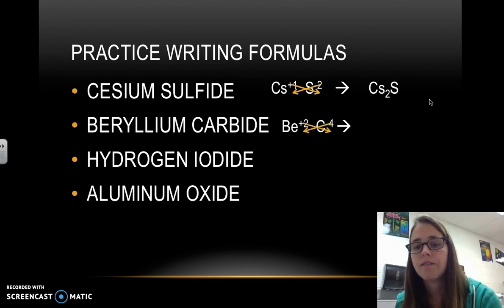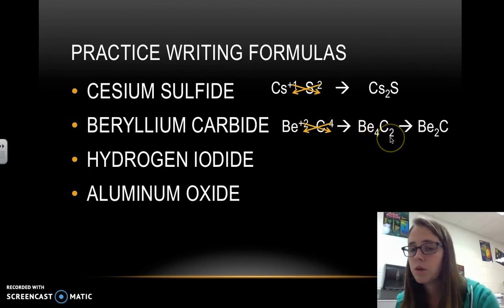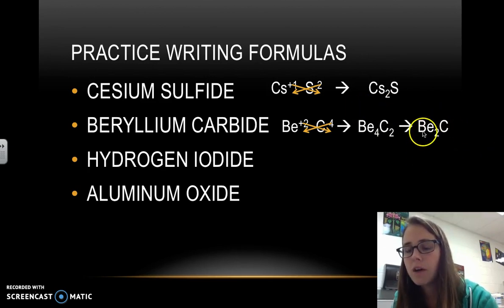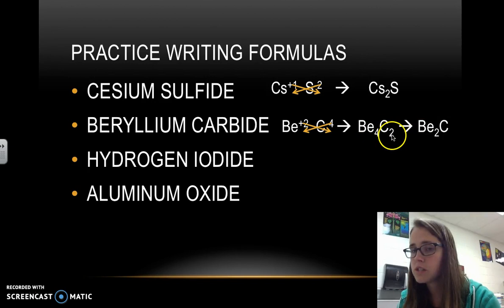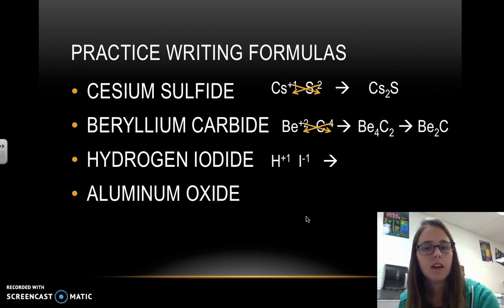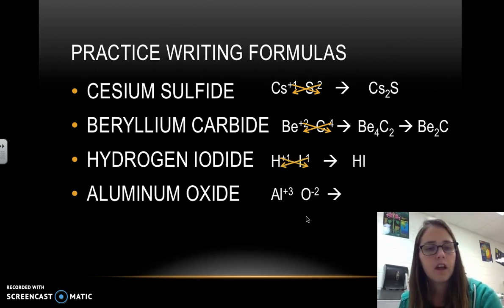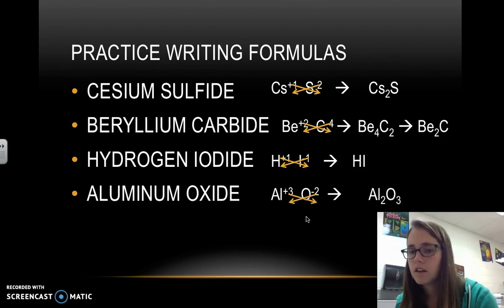Beryllium carbide, crisscross. Now this one's tricky because now we're going to end up with Be4C2, but we always use least terms, just like in math. So since 2 goes into both, I'm going to take 2 out of both, and we're going to get Be2C. Hydrogen iodide. H is +1, I is -1, so we crisscross and we just get HI. Aluminum oxide, and we just looked at this one.